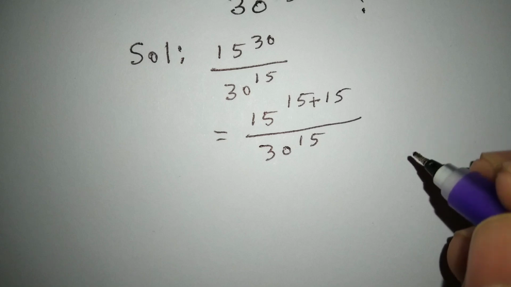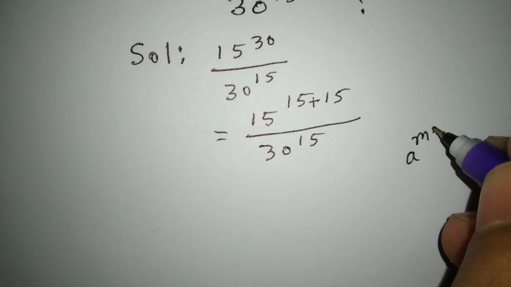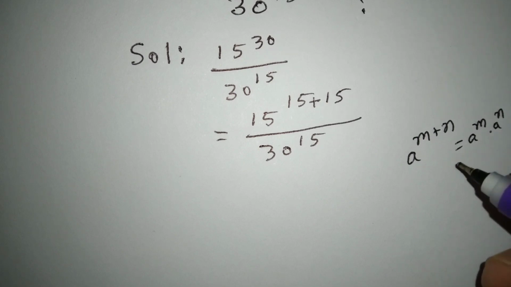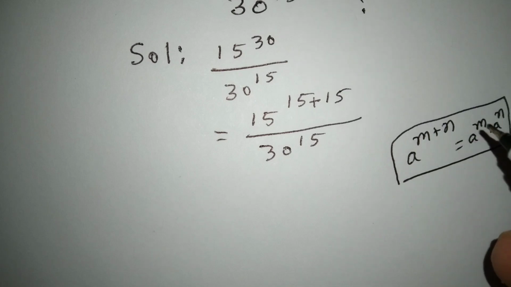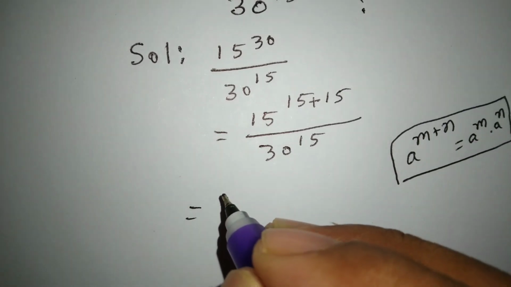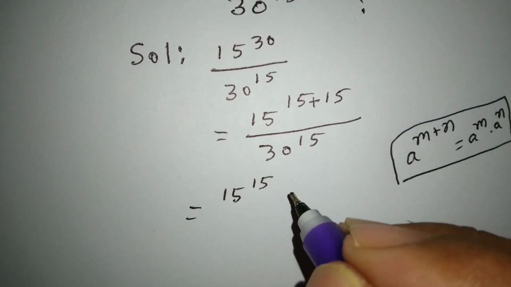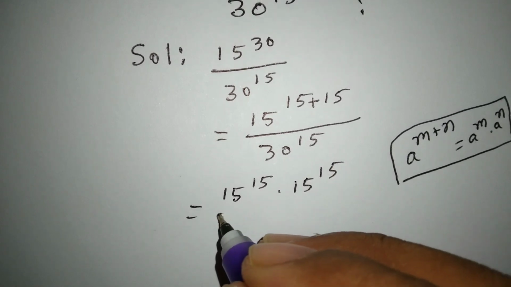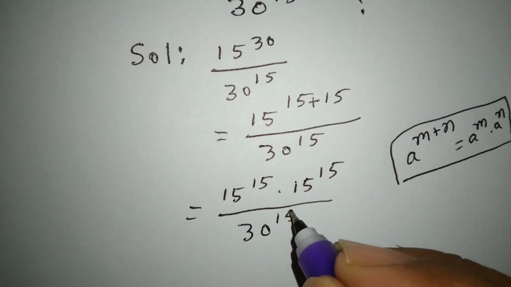We know a formula. This formula is a to the power m plus n equals a to the power m dot a to the power n. By applying this formula, we can write 15 to the power 15 dot 15 to the power 15 divided by 30 to the power 15.